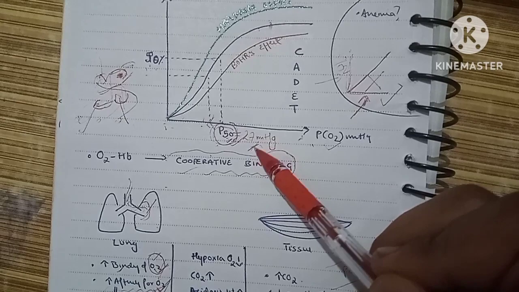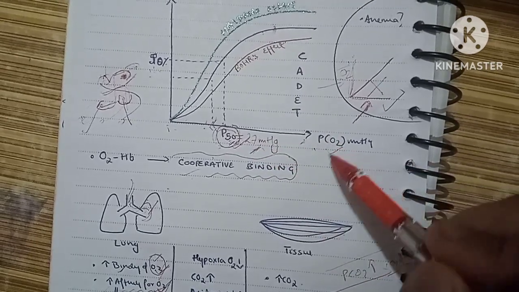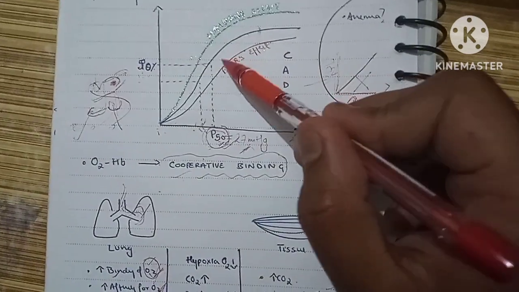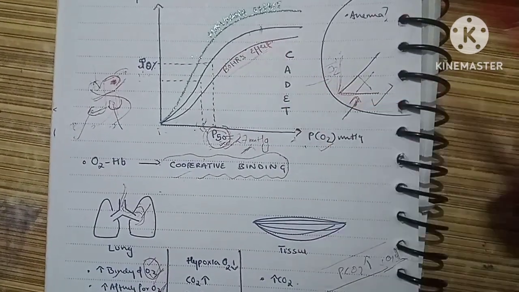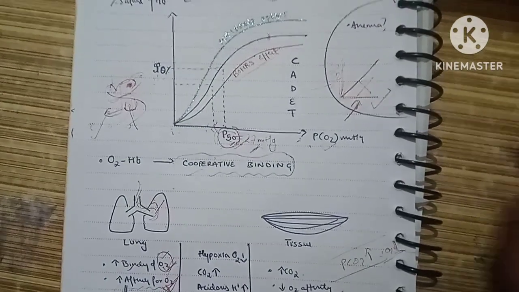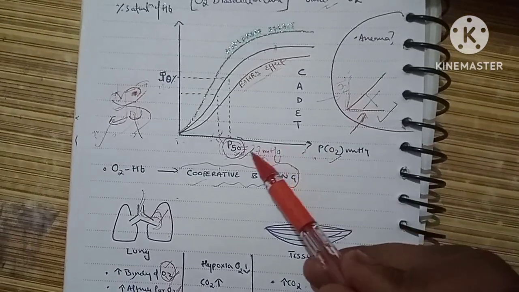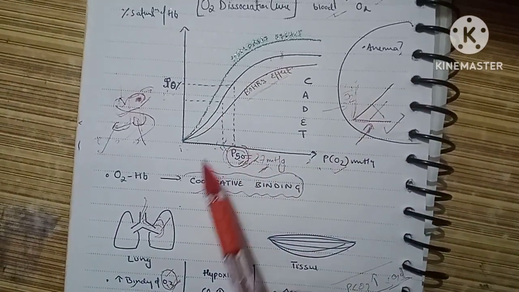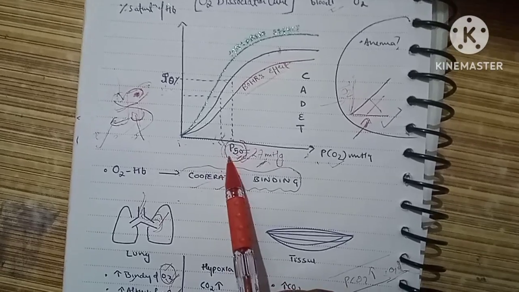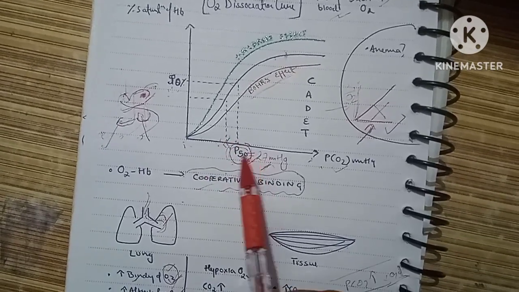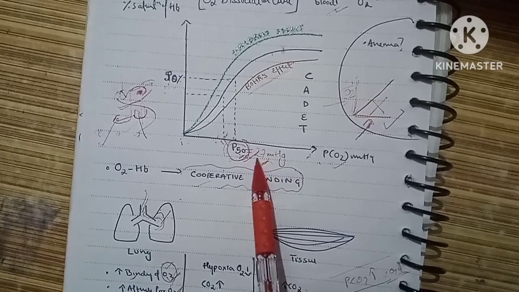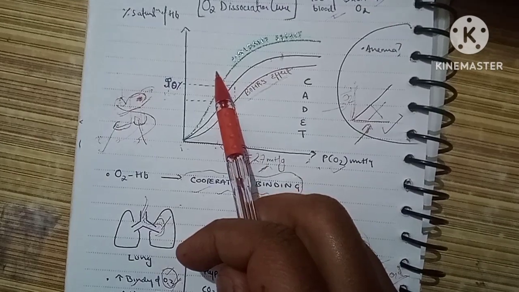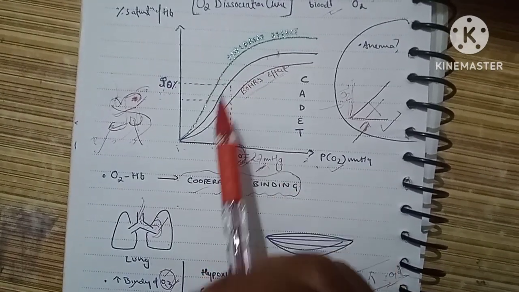Means rather than 27 mm of Hg, we will require more PO2 to get 50% of hemoglobin saturation, and this will cause a right shift, and this right shift is what is known as Bohr's effect. Okay, I hope it is again clear that P50 was the pressure at which 50% of hemoglobin was getting saturated. But in case we have higher affinity for oxygen, this P50 will be less than 27. And in case we have less affinity for oxygen, the PO2 will be more than 27. This left shift is known as Haldane's effect, and the right shift is known as Bohr's effect.